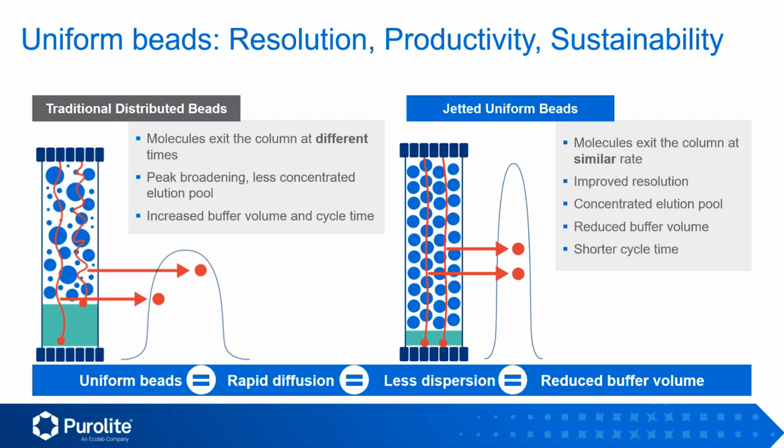So as I said, the batch emulsified beads typically have a wider elution peak, and they often require increased buffer volume and longer cycle times compared to jetted beads. Essentially, with jetted beads, you have much more efficiently packed columns, which can result in sharper elution peaks and reduced buffer volumes. And that can also mean reductions in column cycle times as well.